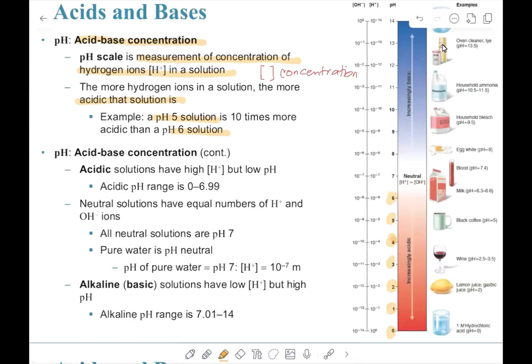So acidic solutions have a high concentration of hydrogen but a low pH. So the acidic pH is between 0 and 6.99.